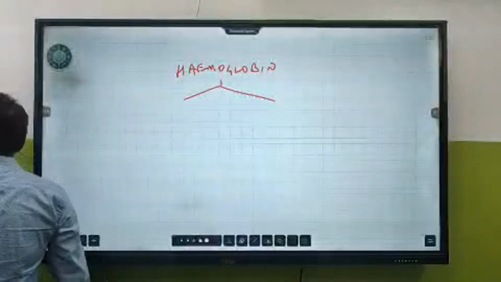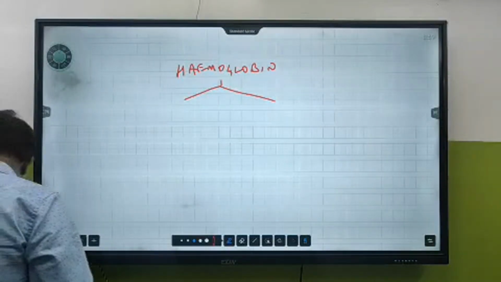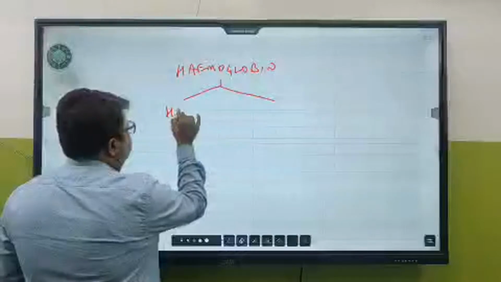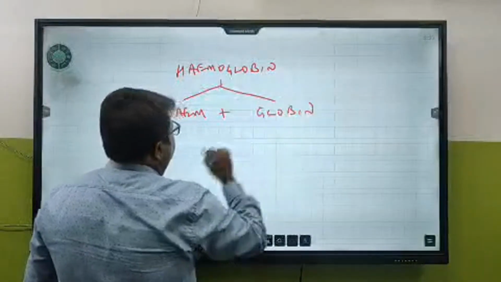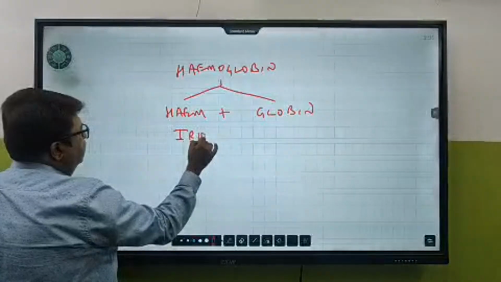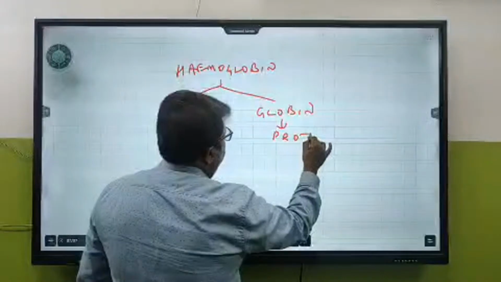What is hemoglobin? In class 11 we have studied about hemoglobin. Tell me, it consists of what? Heme plus globin. What is heme? Heme is iron. What is globin? It's a protein.